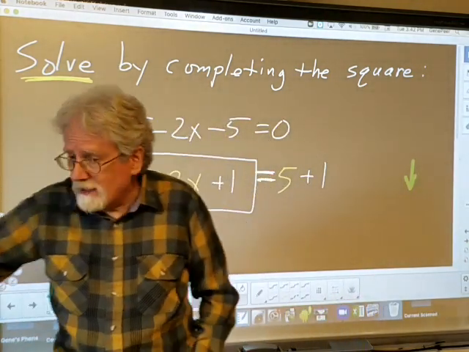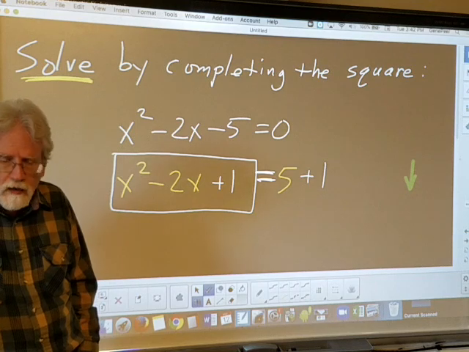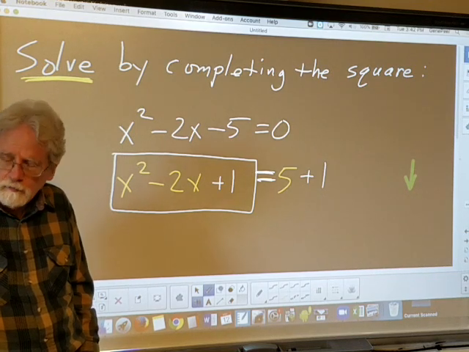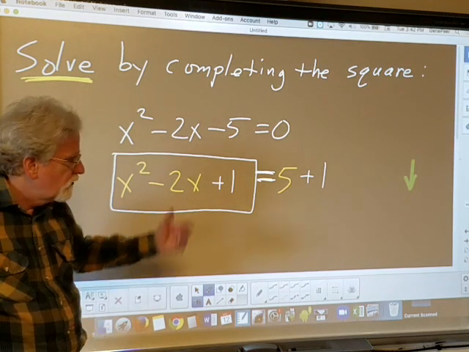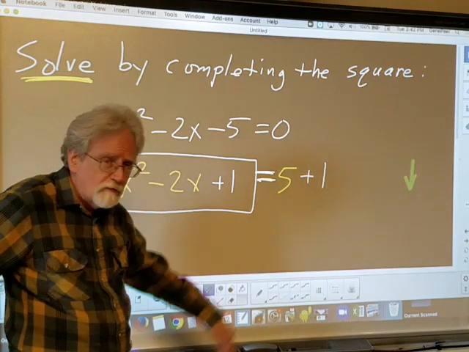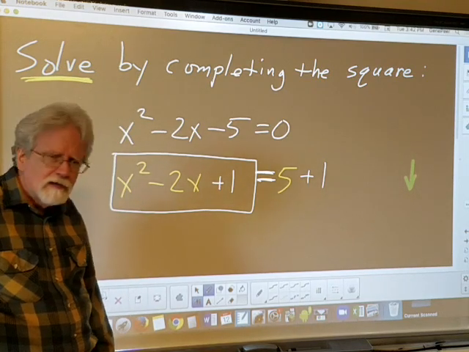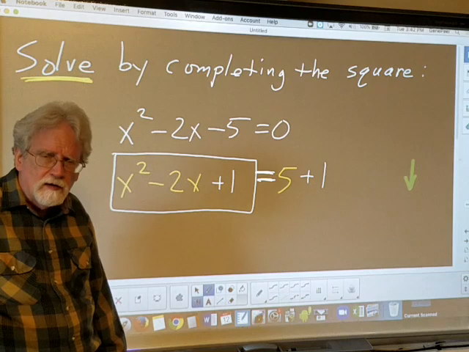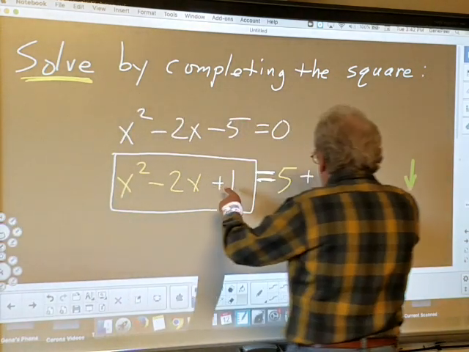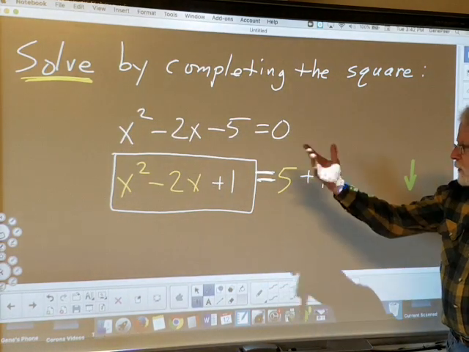A common and unforgivable mistake I see students make on this is they'll add 1 to one side and forget to add it to the other side. How can you forget that? You can't let your scales get out of balance. If I add 1 here, I've got to add 1 there. All right, so what do I have now?